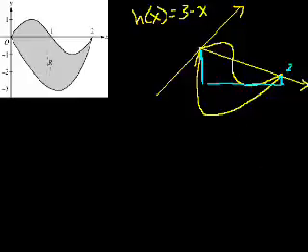It says the region R models the surface of a small pond. At all points in R at a distance x from the y-axis, the depth of the water is given by h of x is equal to 3 minus x. Find the volume of the water in the pond.